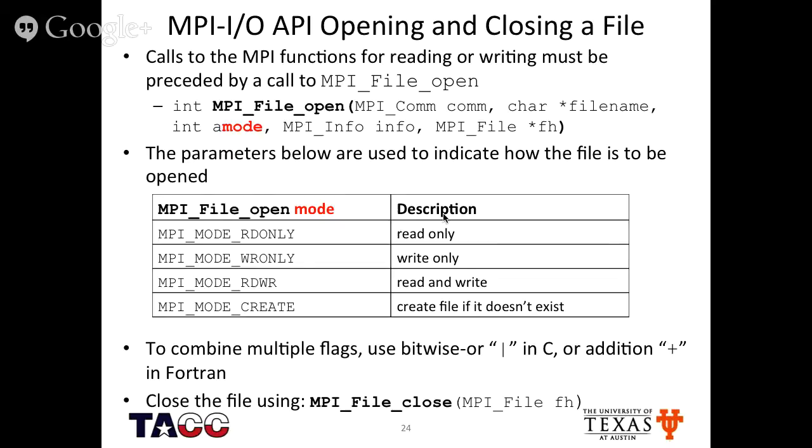When I'm creating a file, the rule of thumb for me is that if I want to open a file for writing, I'll say MPI_MODE_WRONLY pipe MPI_MODE_CREATE. That is, if my file doesn't exist, create it. You can combine multiple flags like that, with a pipe in C and a plus in Fortran. The API for closing the file is MPI_File_close, and it takes one argument, which is the file handle that you created using MPI_File_open.